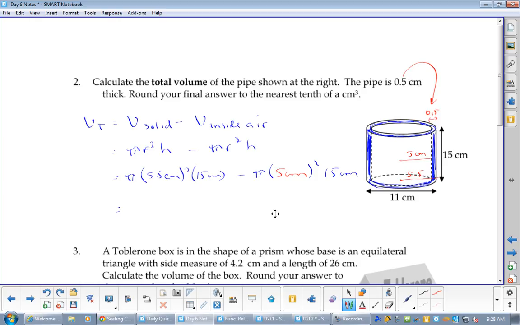Okay, what do we got? Yeah, we want to go to the nearest tenth? Yes. 247.4 centimeters cubed.